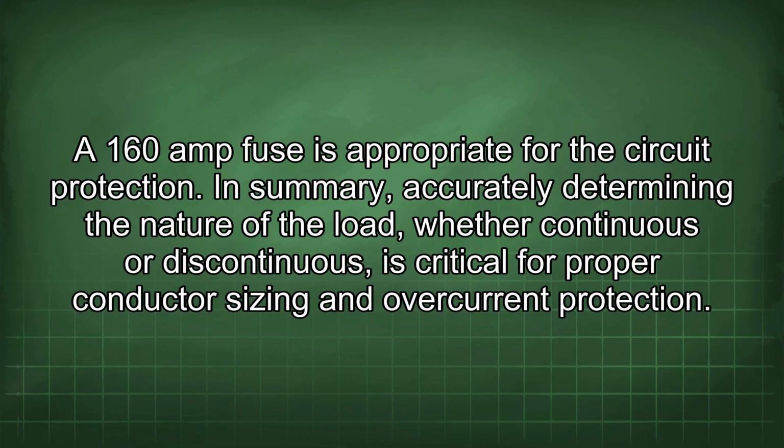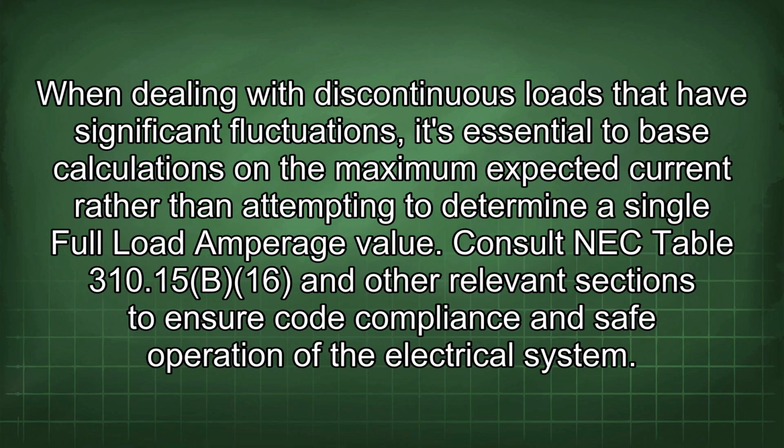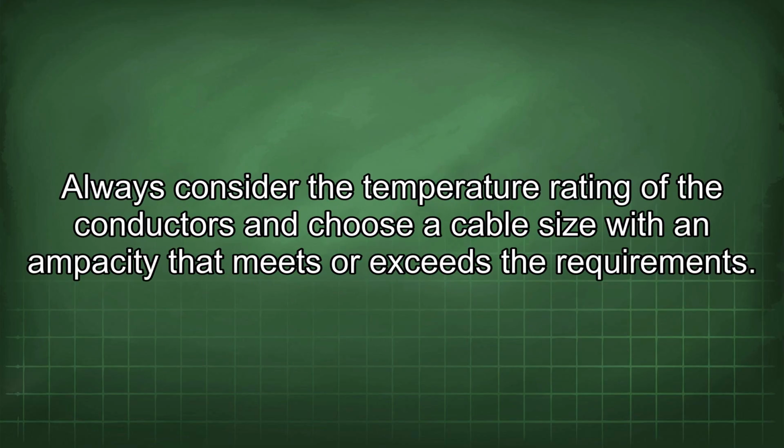In summary, accurately determining the nature of the load, whether continuous or discontinuous, is critical for proper conductor sizing and overcurrent protection. When dealing with discontinuous loads that have significant fluctuations, it's essential to base calculations on the maximum expected current rather than attempting to determine a single full load amperage value. Consult NEC Table 310.15(B)(16) and other relevant sections to ensure code compliance and safe operation of the electrical system. Always consider the temperature rating of the conductors and choose a cable size with an ampacity that meets or exceeds the requirements.